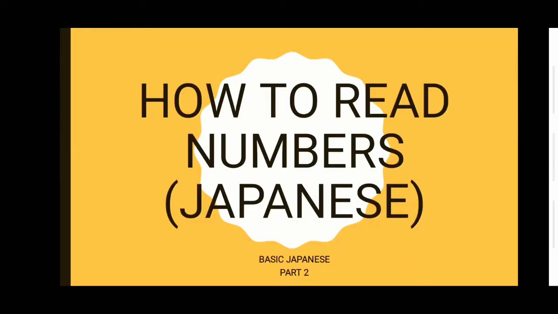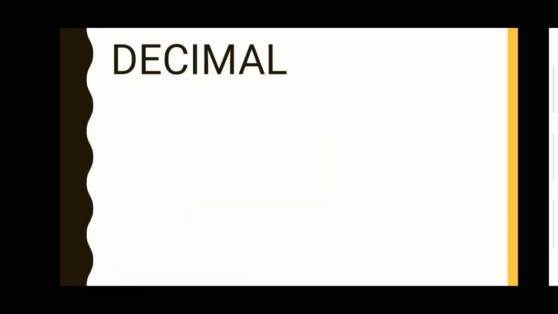So today's topic is part 2 of how to read numbers using the Japanese language. If you haven't watched part 1 yet, please watch that first, because you might not be able to catch up with this second video. At the end of this video, I would like to remind you that we will have a short quiz again. So, let's start. We have 4 decimals.